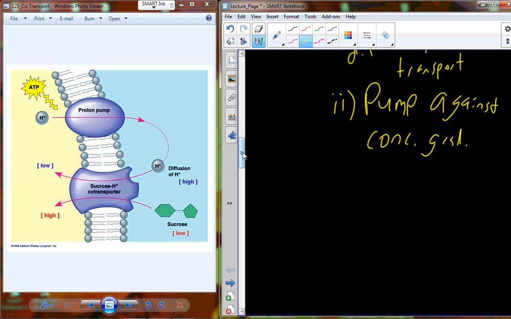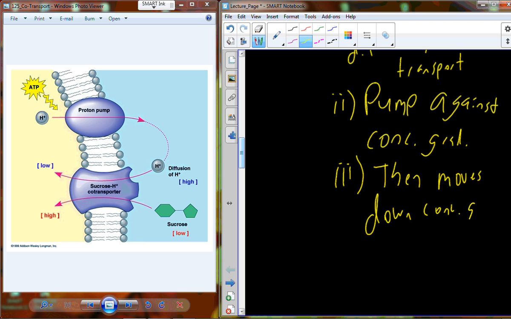Once we've created that concentration gradient, then a second protein acts through a facilitated diffusion mechanism and moves down its concentration gradient. And that movement from high concentration to low concentration across the membrane allows that diffusing molecule to pull on another molecule. So it pulls something else.